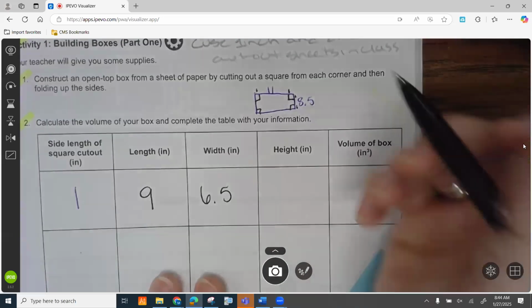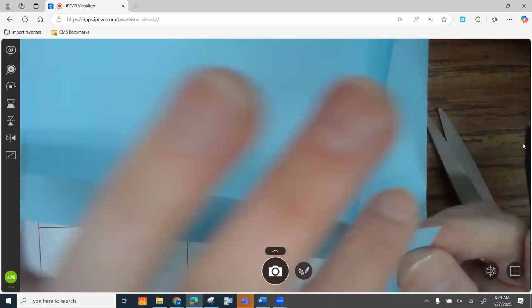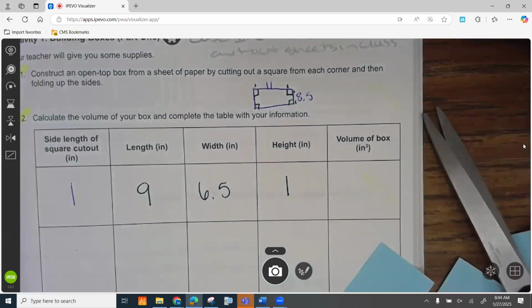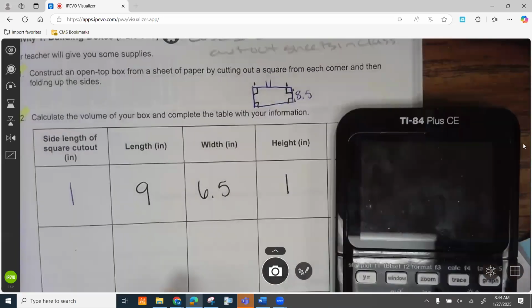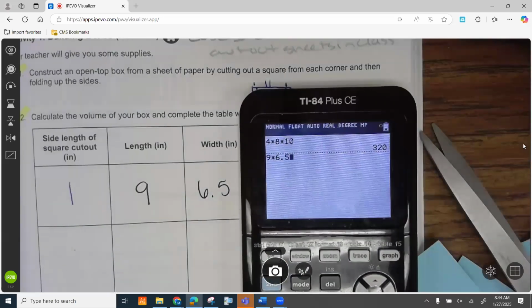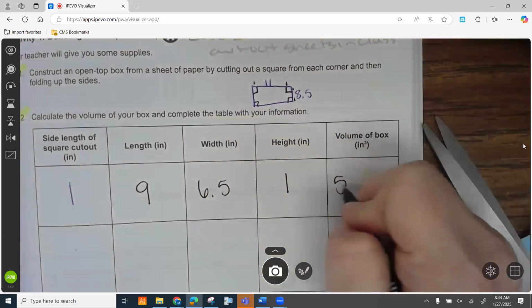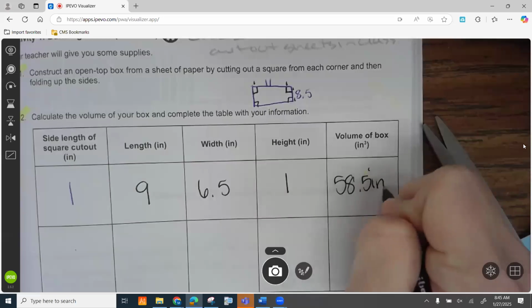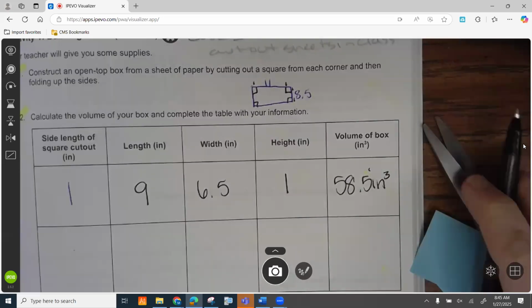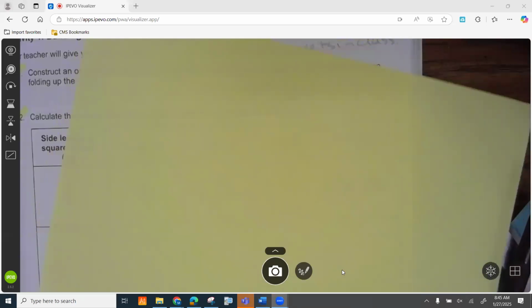All right, well, the height, if you notice when you did this, the height of this was that 1 inch that I cut out. All right, so what's the volume of this box? All right, so all I'm going to do is multiply 9 times 6.5 times 1. All right, so 9 times 6.5 times 1 is 58.5. So 58.5 inches cubed.